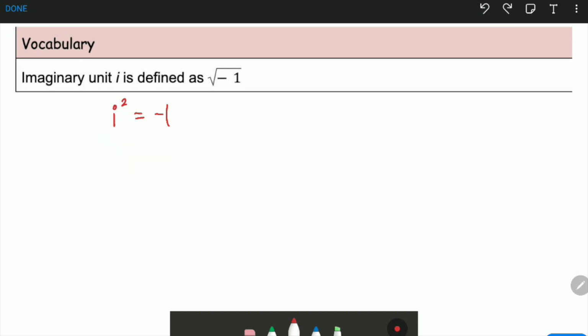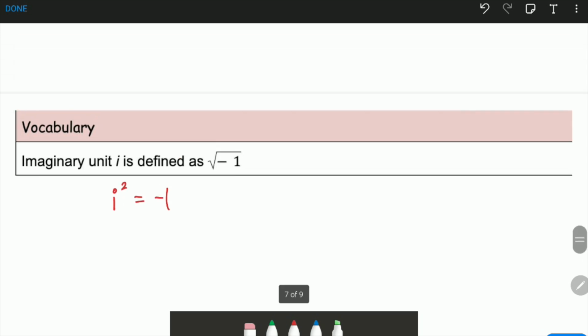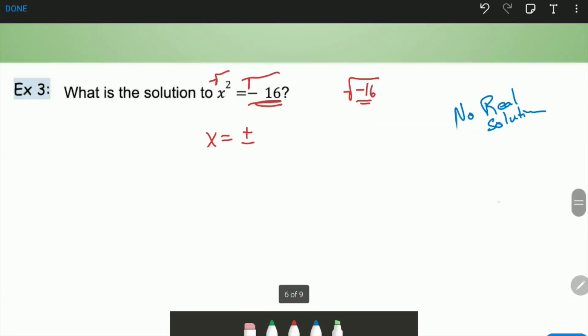So we're defining i to represent the square root of -1, even though it doesn't actually exist. We're going to pretend it exists for this sort of situation. And it does actually have applications. The specific one that comes to mind is vectors. But for now, we're just going to be introducing it and learning how to solve simple equations involving imaginary solutions.